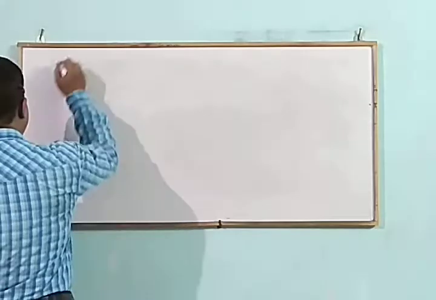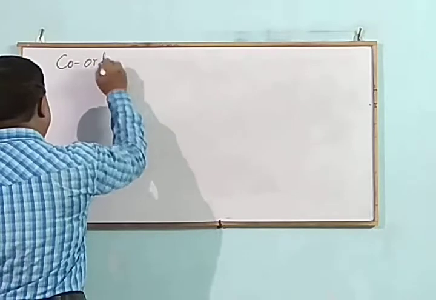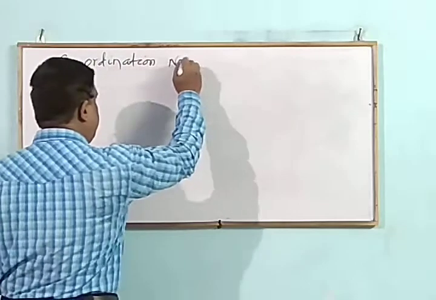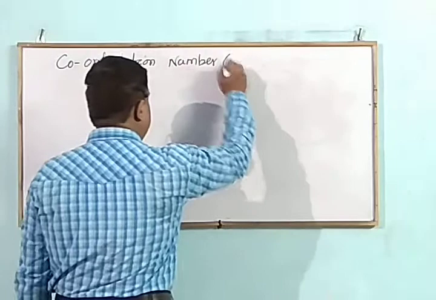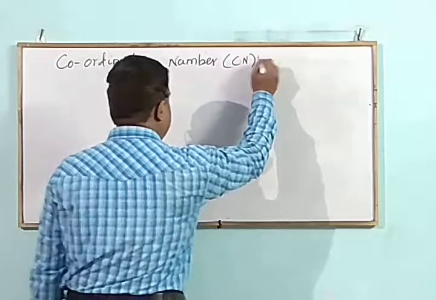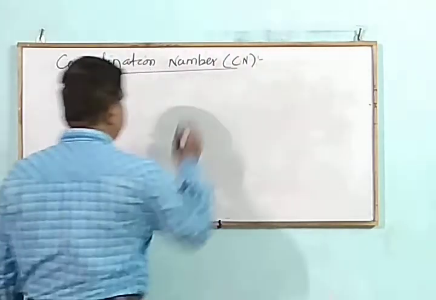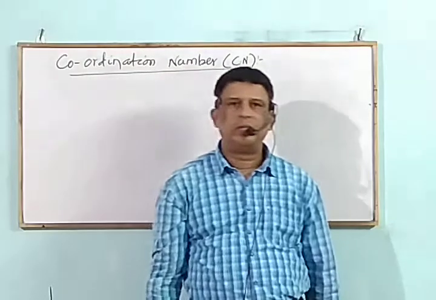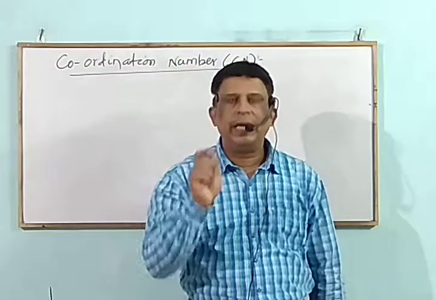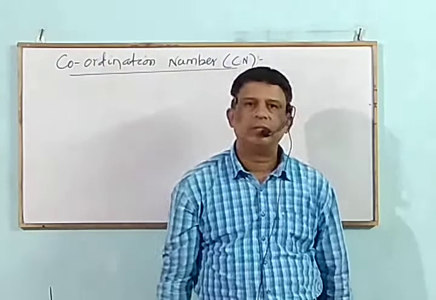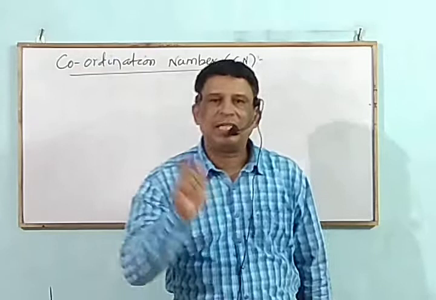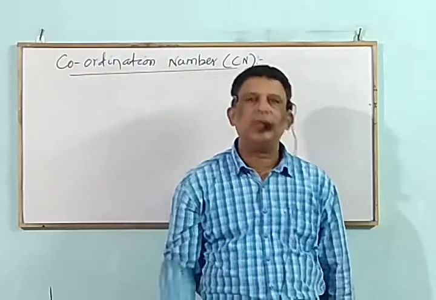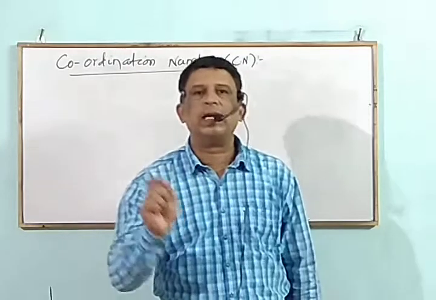Next term is coordination number. In shortcut, it is known as C dot N. What do you mean by the term coordination number? The number of nearest neighbors of the constituent particle in a crystal system is known as its coordination number.